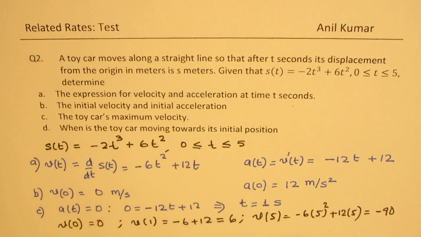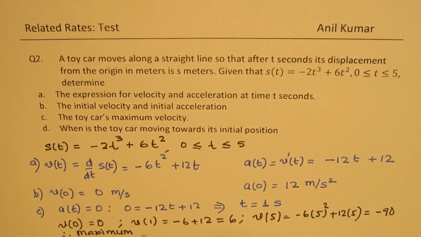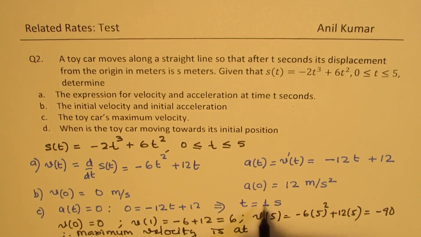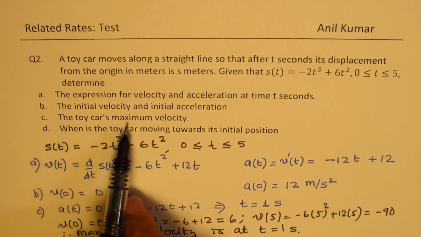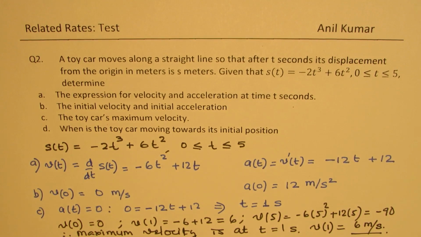So that is the lowest velocity. So we have the maximum. So therefore, maximum velocity is at our critical number, which is t equals 1 second, right? So the toy car's maximum velocity is how much? And this maximum velocity is 6 meters per second. Is that clear to you? So that is going to be our solution for this part.